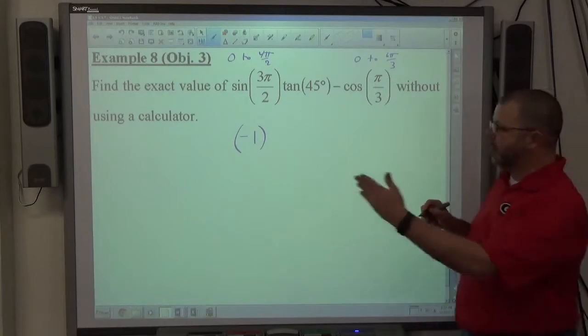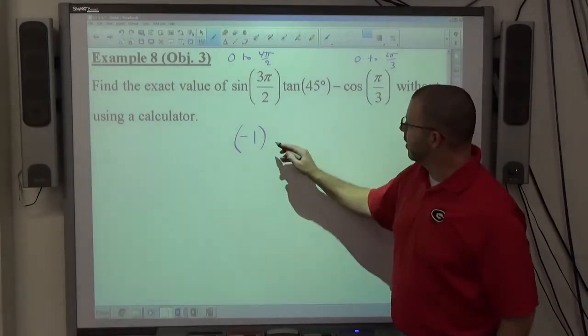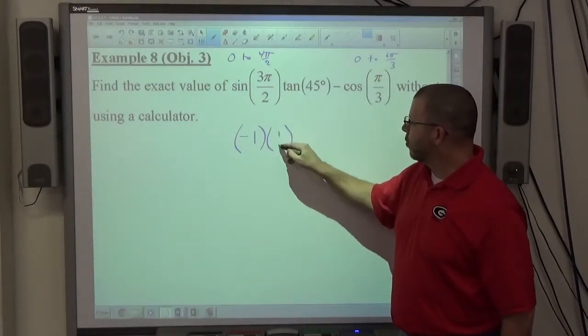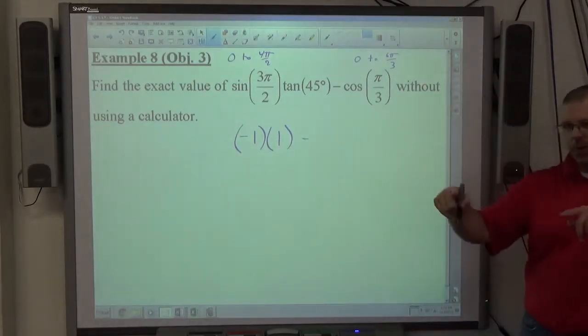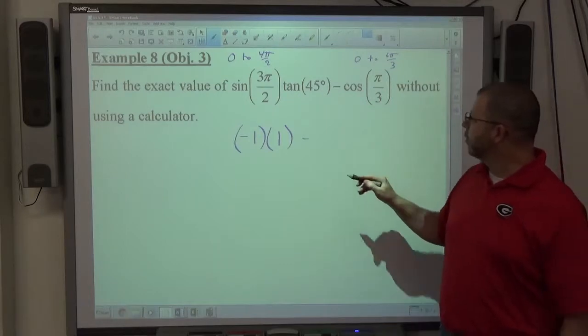Tangent of 45, you go to 45 degrees, slide over to the tangent, you'll find out that equals 1. And the cosine of pi over 3, if you find pi over 3 radian, slide over to cosine, you'll find out that equals 1/2.